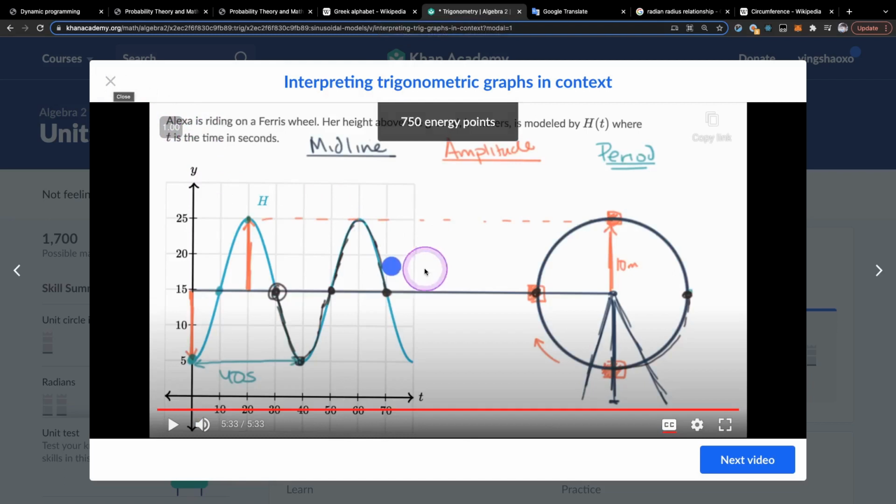This is just the mental model in your brain. So this is how you understand this kind of graph.